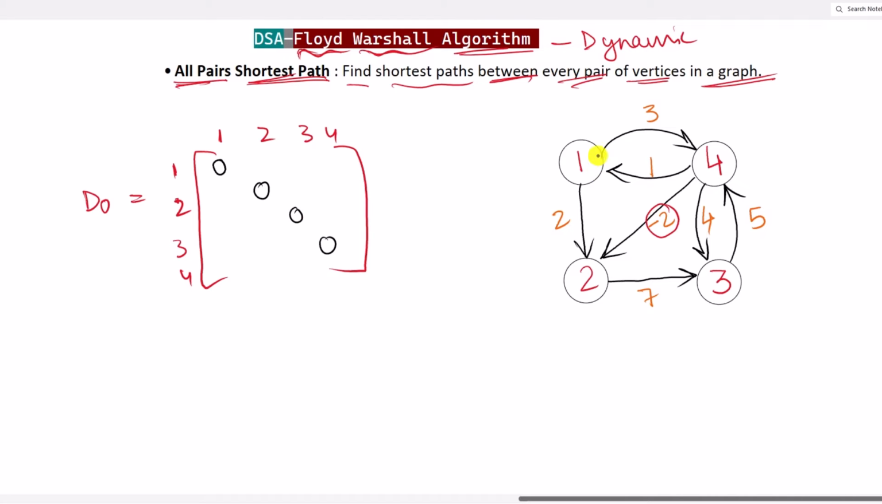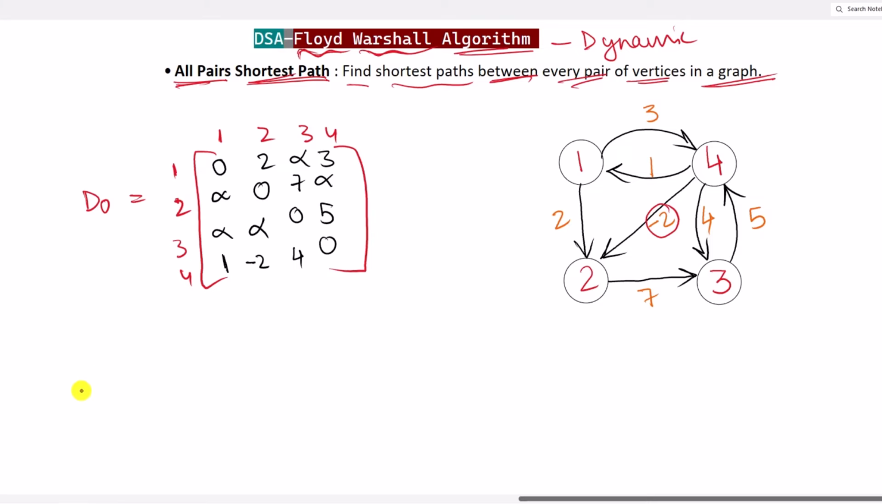Now from 1 to 2 we have the cost 2. From 1 to 3 there is no direct connection, so it will be infinite. From 1 to 4 we have the cost 3. Similarly from 2 to 1, there is no direct connection, so it will have the cost as infinite. Now from 2 to 3 there is the cost 7. From 2 to 4 there is no direct connection, so it will be infinite. So similarly we're gonna fill all of this data. So we are done with the D0.